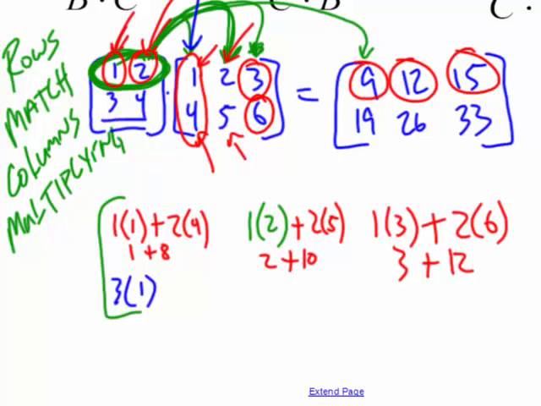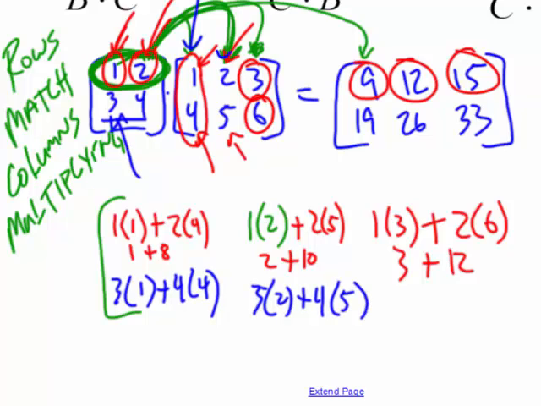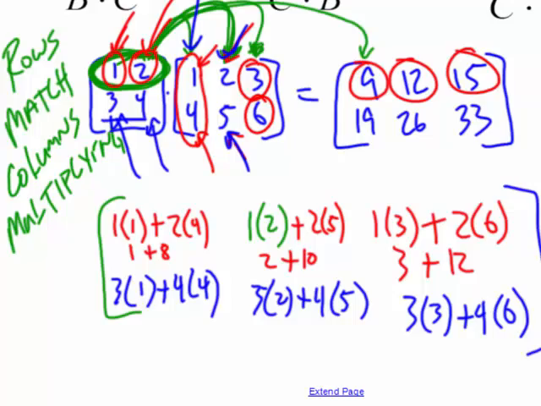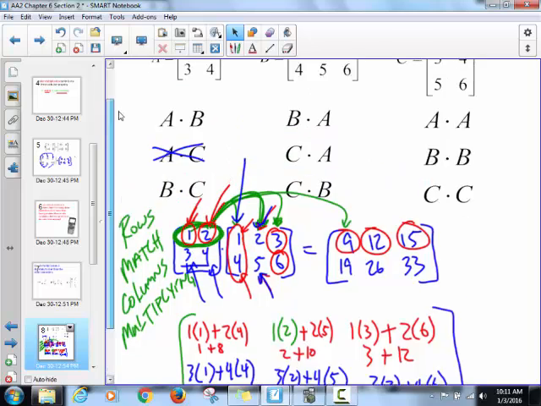So 3 times 1 plus 4 times 4, and then it'll go 3 times 2 plus 4 times 5, right, because it took 3 times 2 and then 4 times 5. Just kind of takes that row and matches it with the column. And then lastly, it's going to take 3 times 3 plus 4 times 6. So that's what is occurring when they multiply matrices. So kind of confusing, a little bit tricky.